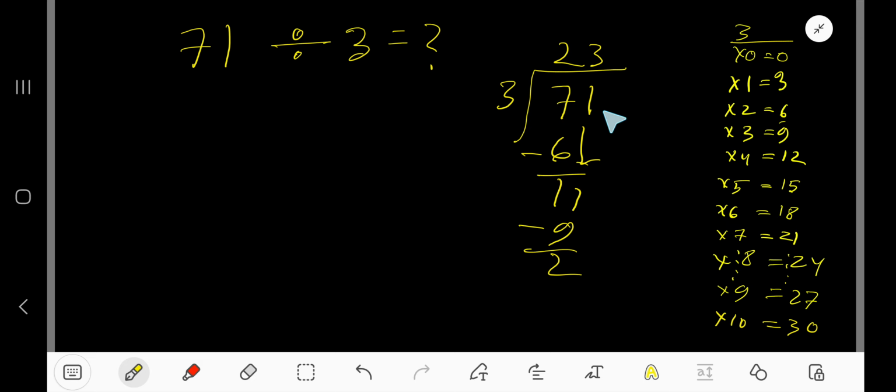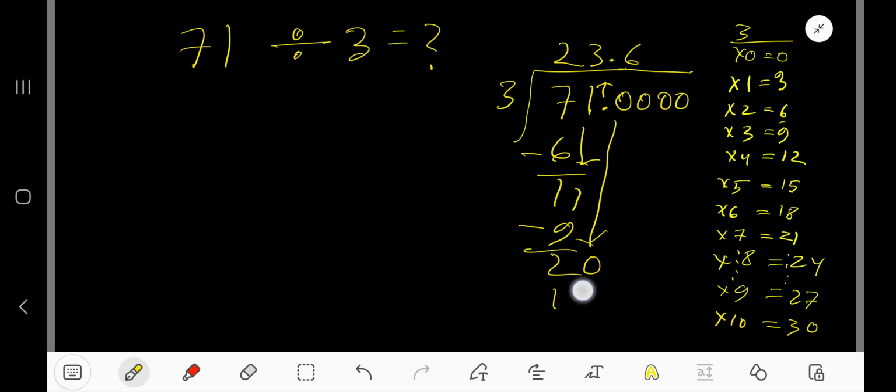If you want to write your answer in decimal form, then just add a decimal and add a number of zeros, bring down the first zero. But before the zero there is a decimal. The decimal must come into the quotient directly. 3 goes into 20 how many times? 7 times is 21, which is greater, so 6 times, 18.